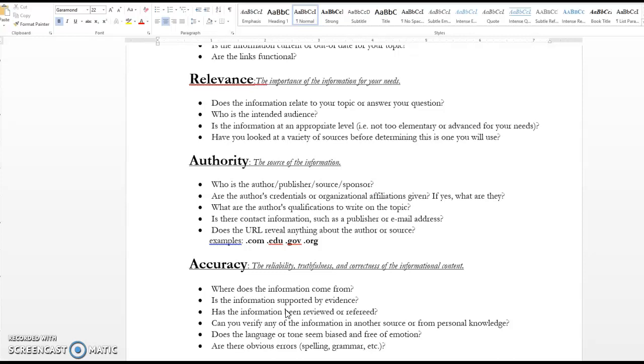Accuracy: the reliability, truthfulness, and correctness of the informational content. So you want to make sure that the information is accurate. One thing you can do is look for a fact in your article and Google it and see if others agree with this fact. In terms of accuracy, if a fact is presented, is there any kind of explanation as to where the fact came from?